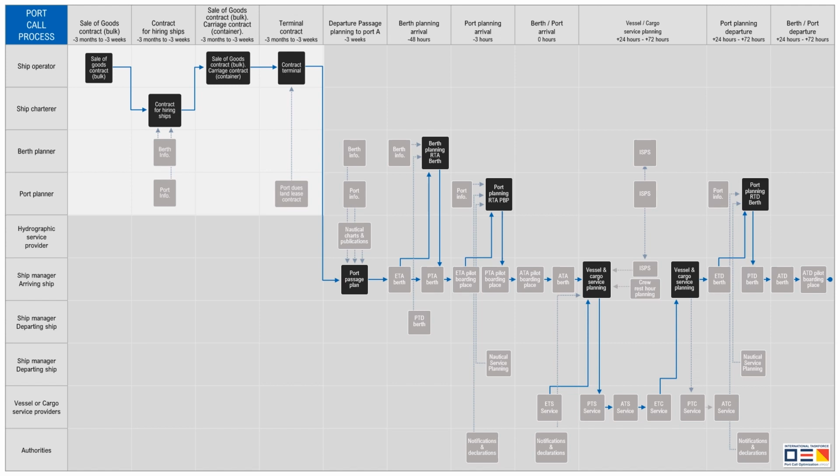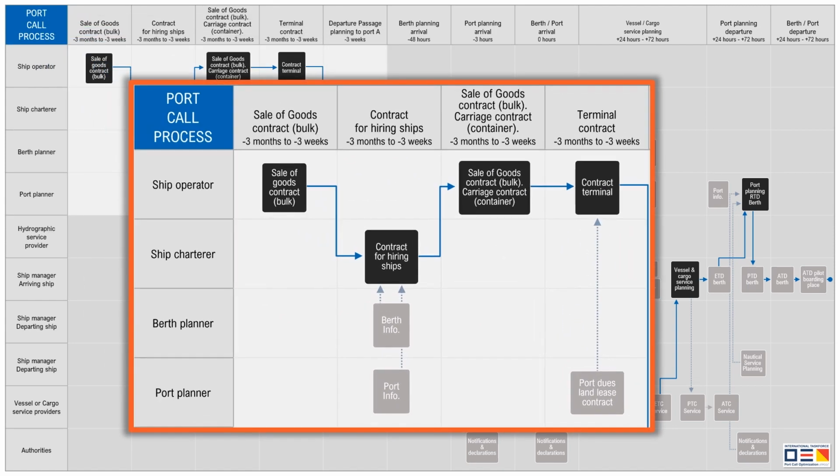Firstly, let's look at the contractual phase. It is important to understand the contractual aspect of the port call process, which is based on BIMCO contracts. The terms in these contracts influence how ships operate. Every merchant ship is contracted to carry goods and/or is subject to a hiring agreement. There are four contract types.